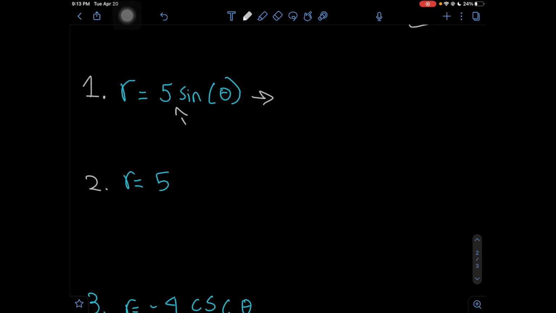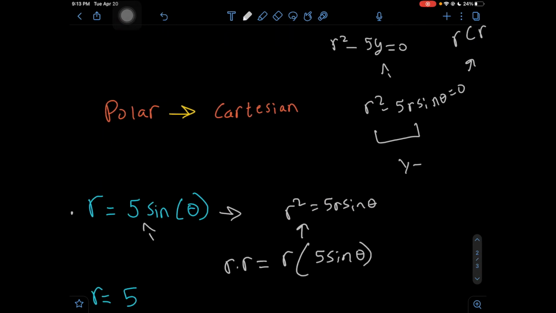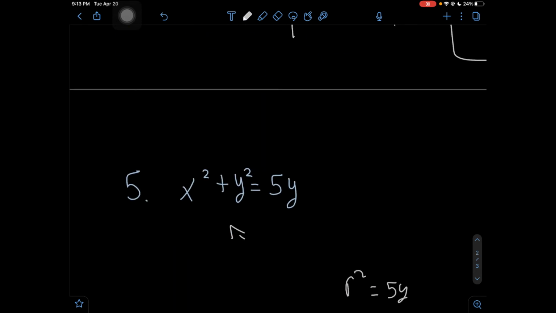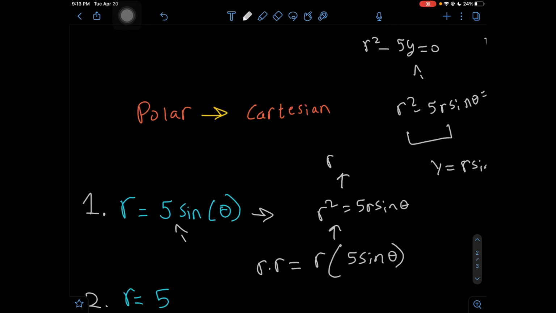So we have r times r equals r times 5 sine of theta. And this would lead to r squared equals 5r sine of theta. And again, we said y equals r sine of theta in the beginning. Let's go ahead and substitute in y for our r sine theta value now. So we are left with r squared equals 5y. Let's go ahead and set this equal to 0. We're going to get r squared minus 5y equals 0.